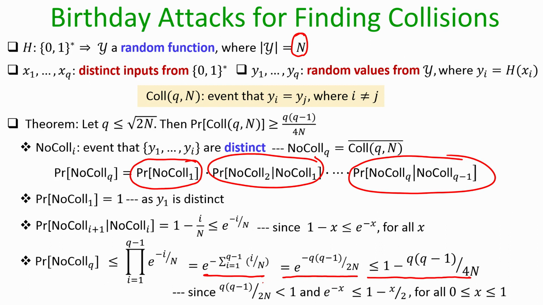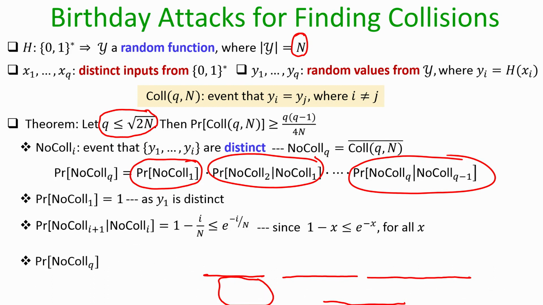This is because q times (q minus 1) over 2n is less than n, because I am making the assumption that q is upper bounded by square root of 2n. If that is the case, then indeed q times (q minus 1) over 2n is less than n, and if that is the case, then I can use the fact that e to the power minus x is less than or equal to 1 minus x over 2.